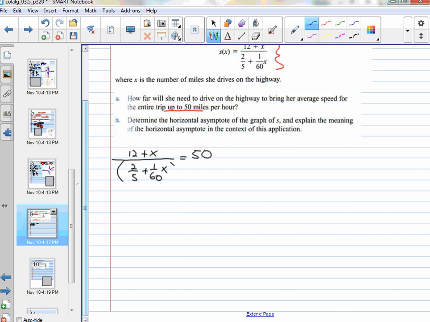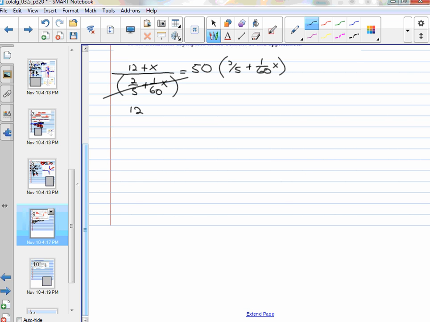Here's what I'd do. I'd get rid of the fraction. Instead of dividing by this, I'm just going to multiply by it over here, 2/5 plus 1/60 x. That'll get it all on the same line at least. So let's see what I have now. 12 plus x equals, distribute, 5 goes into 50, 10. 10 times 2, that's 20.